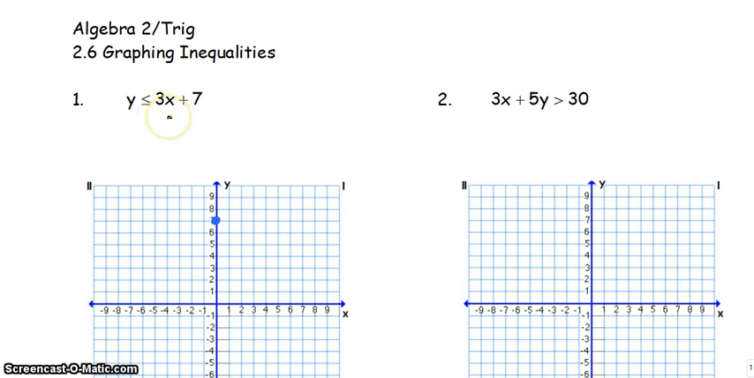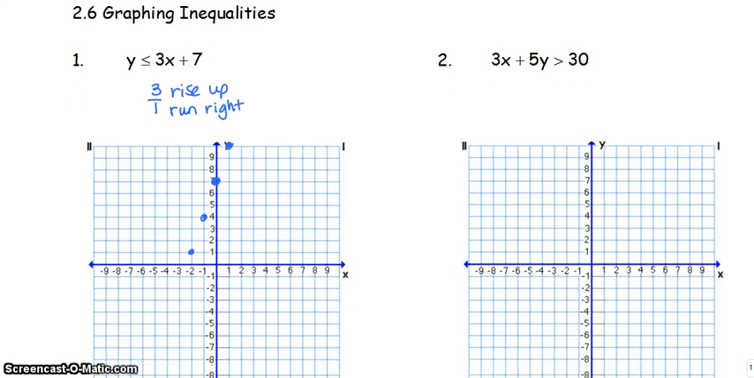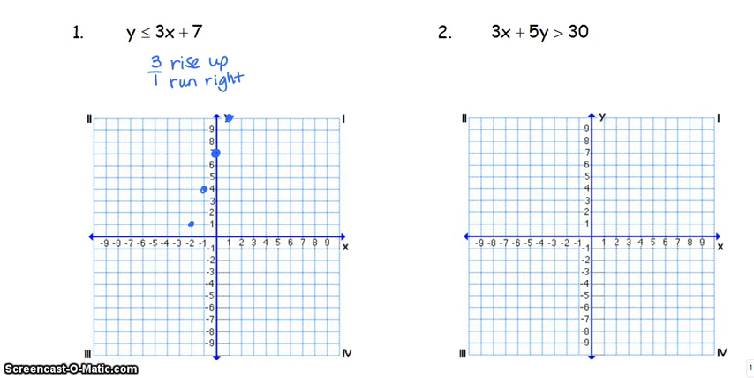We plot our y-intercept, and we have a slope of 3. If I were to change that into a fraction, it would be 3 over 1. So we're going to rise up 3, and run right 1. So we go up 1, 2, 3, right 1. Or we could go down 1, 2, 3, left 1. You gotta keep going, gotta cover that whole piece. Alright, so now we have all of our points in place.